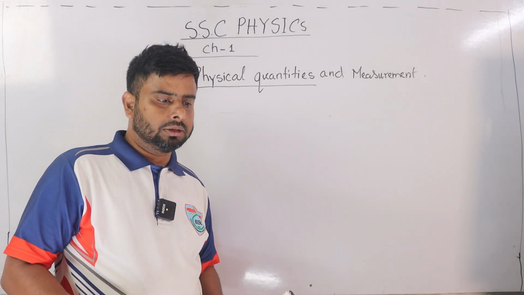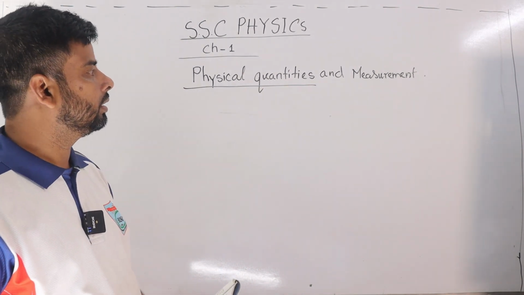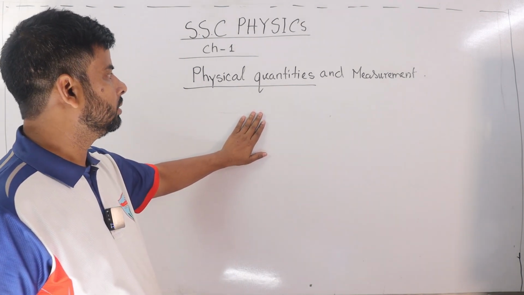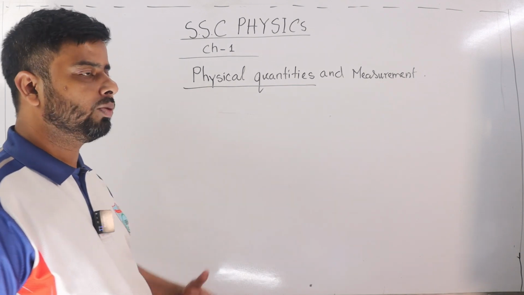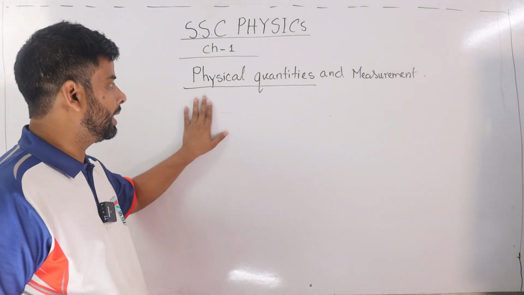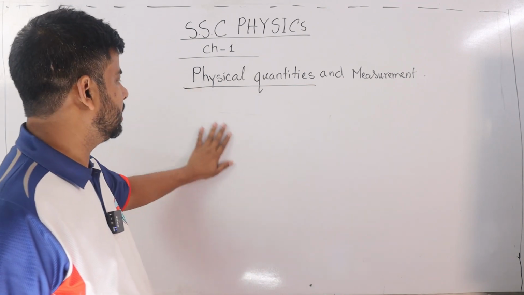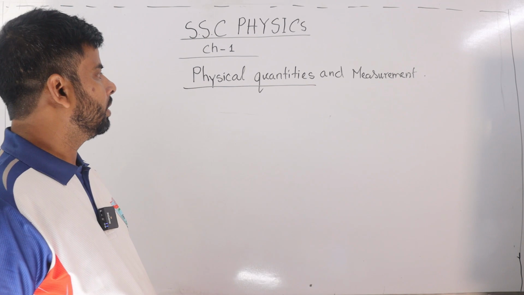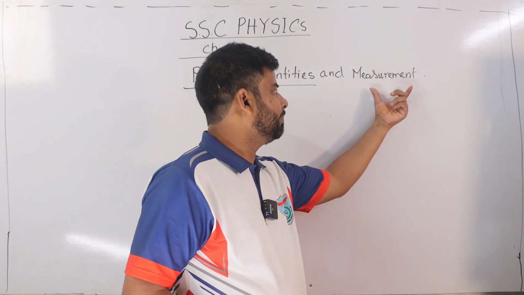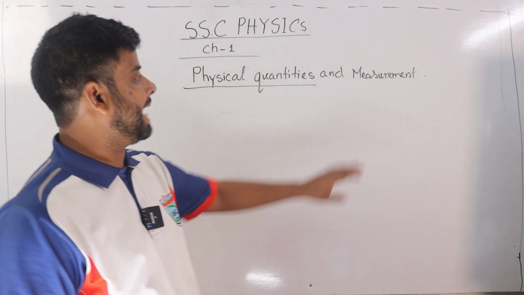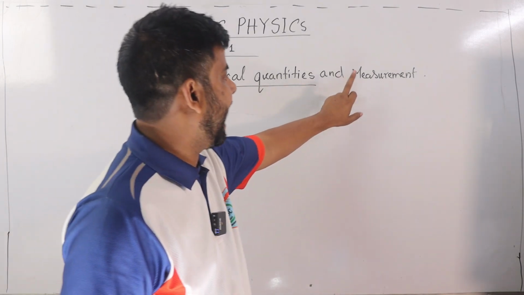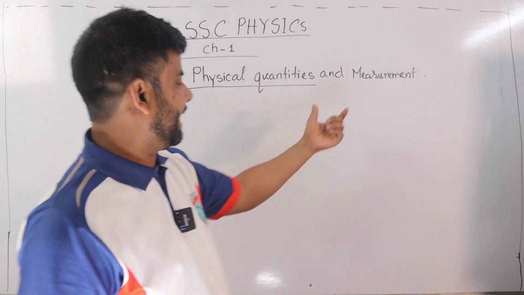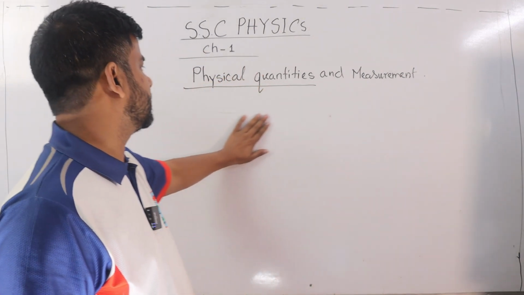The things which we can measure in the physical world are called physical quantities. Like we can measure mass, we can measure time, we can measure distance. So these are physical quantities. And another thing, measurement. The act of measuring anything is called measurement.